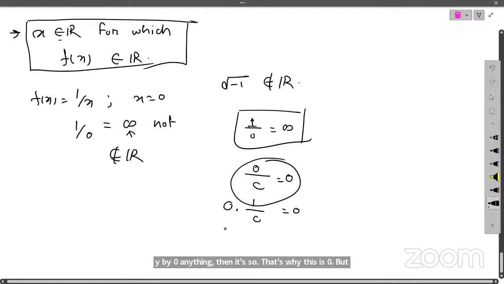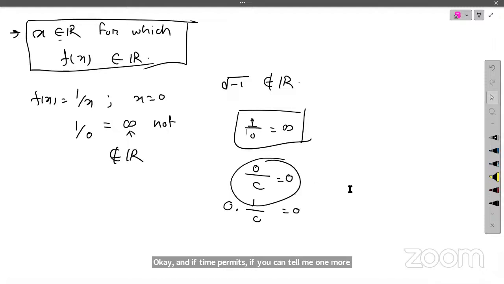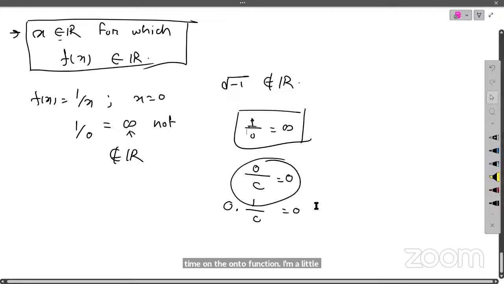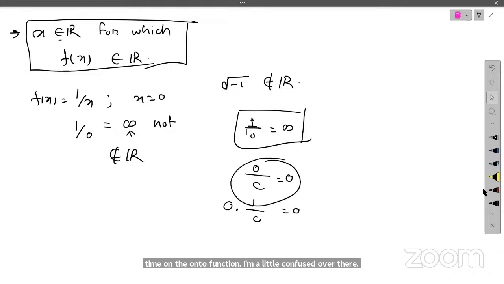And if time permits, can you tell me one more time about the onto function? I'm a little confused over there. Yeah, I'll go to one-one and onto function now only. Okay, thank you. After this one. Thank you, ma'am. That's all I had.